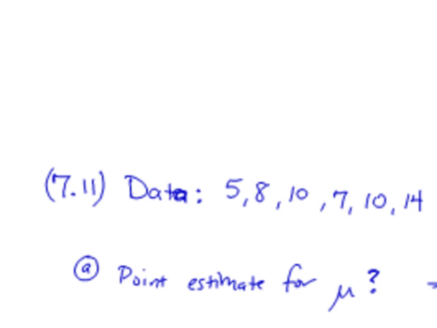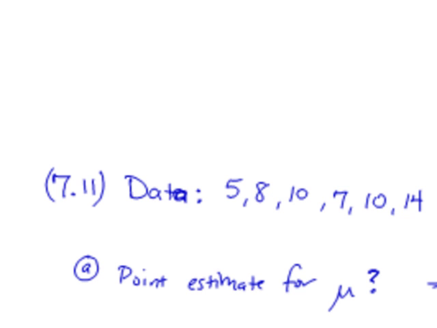The 6 points of data that were given to us were 5, 8, 10, 7, 10, and 14. These come from a simple random sample. A simple random sample means that each item from the population has exactly the same probability of being chosen for the sample. Now we want to find the point estimate for mu. Mu represents the population mean.